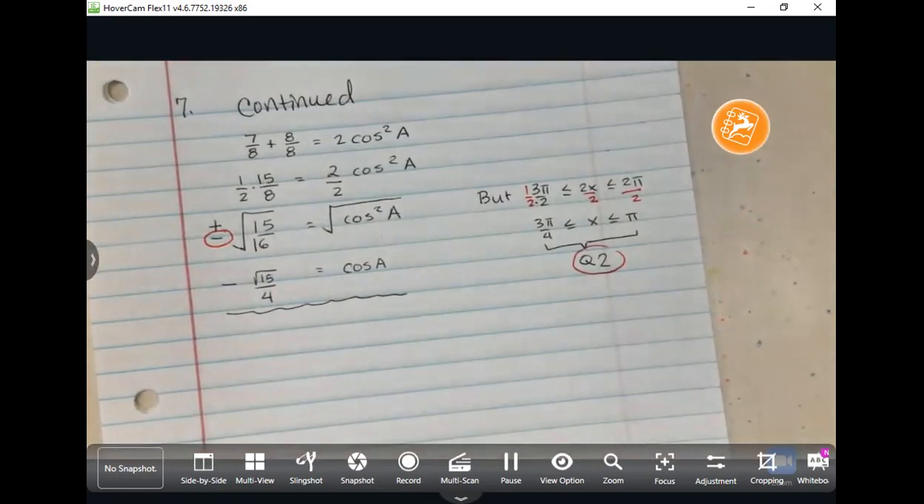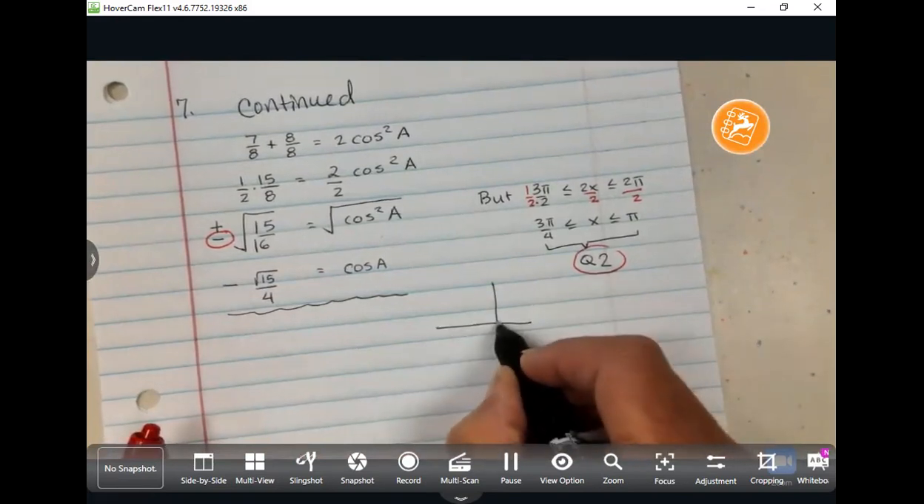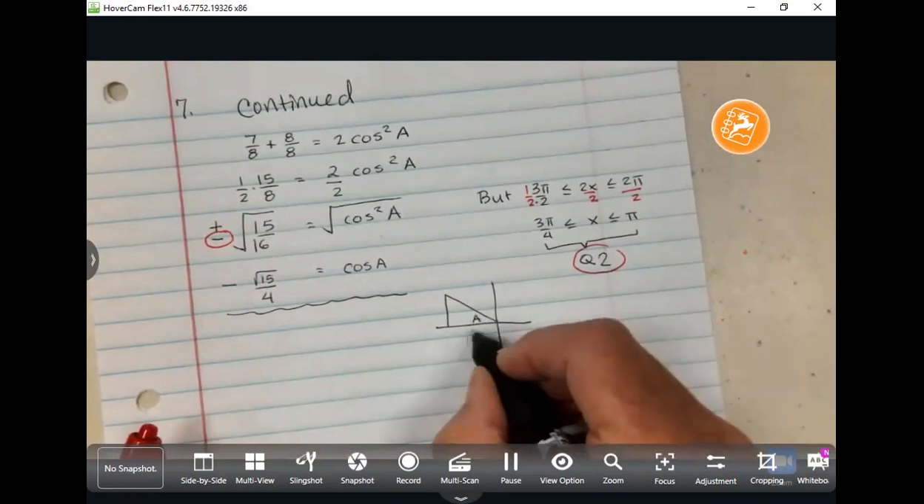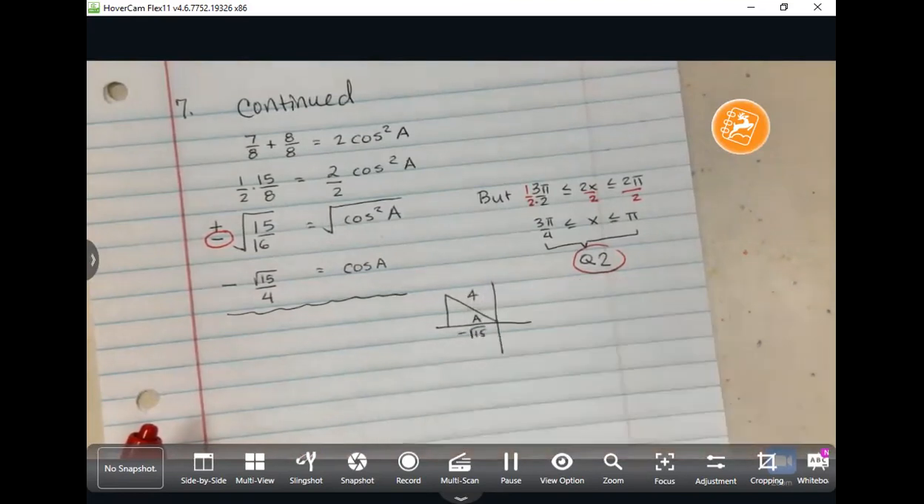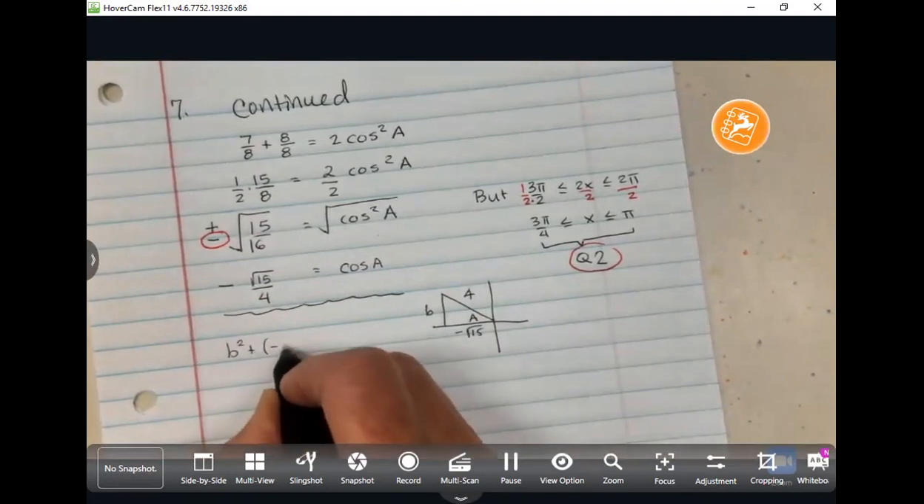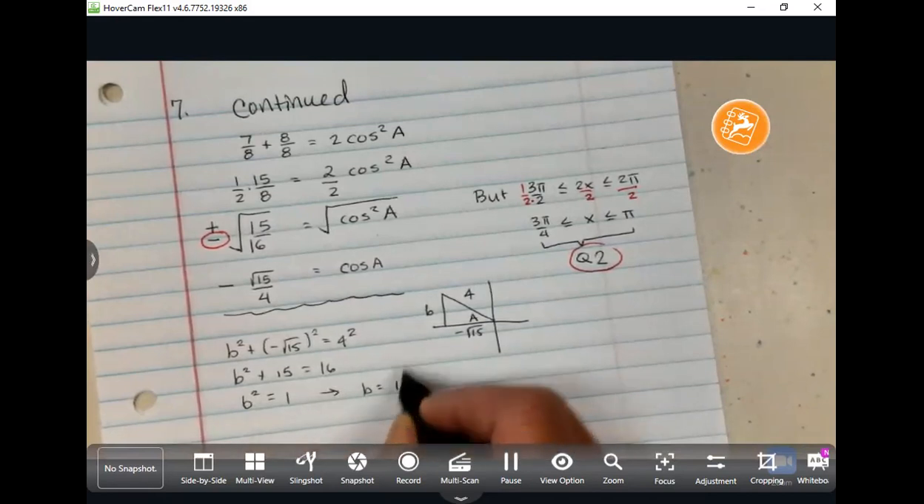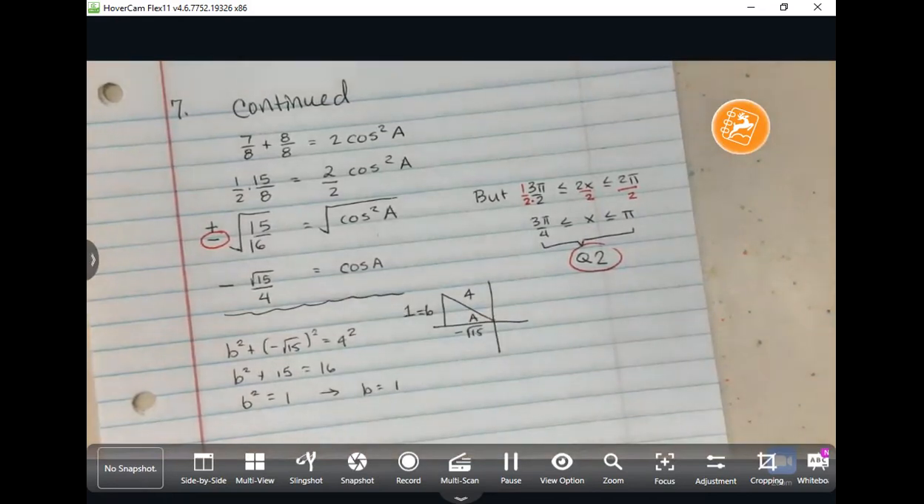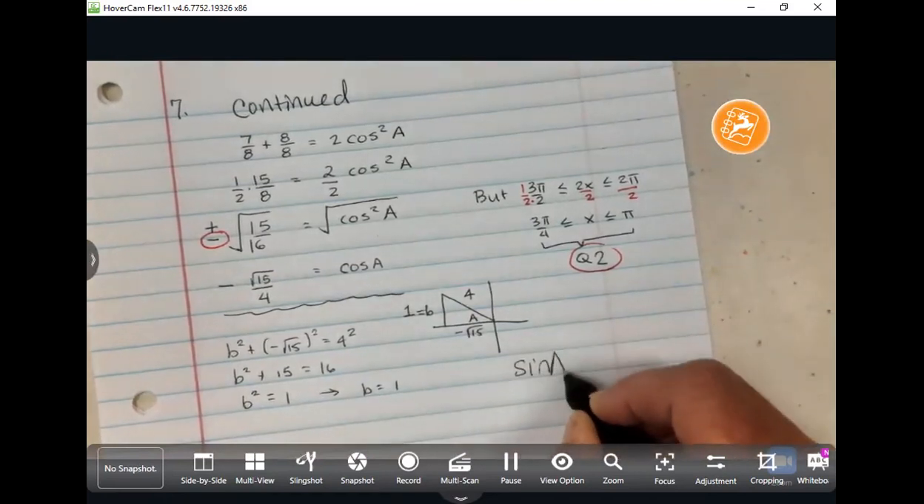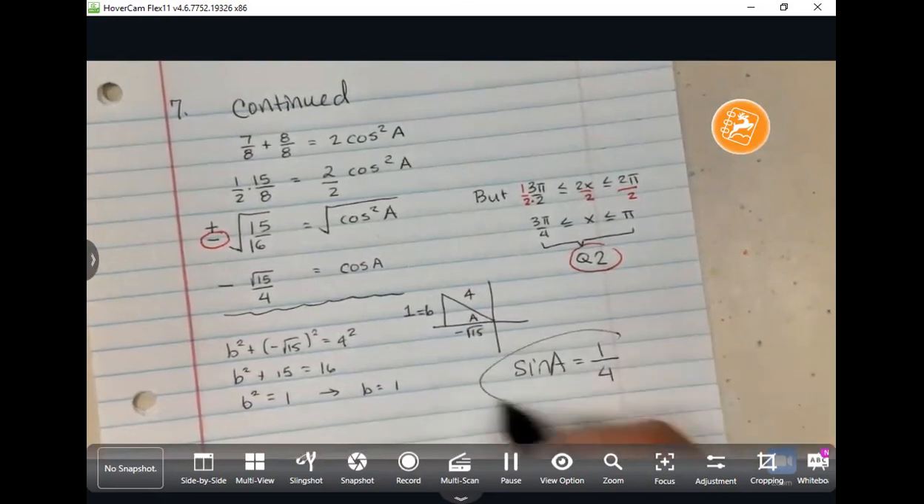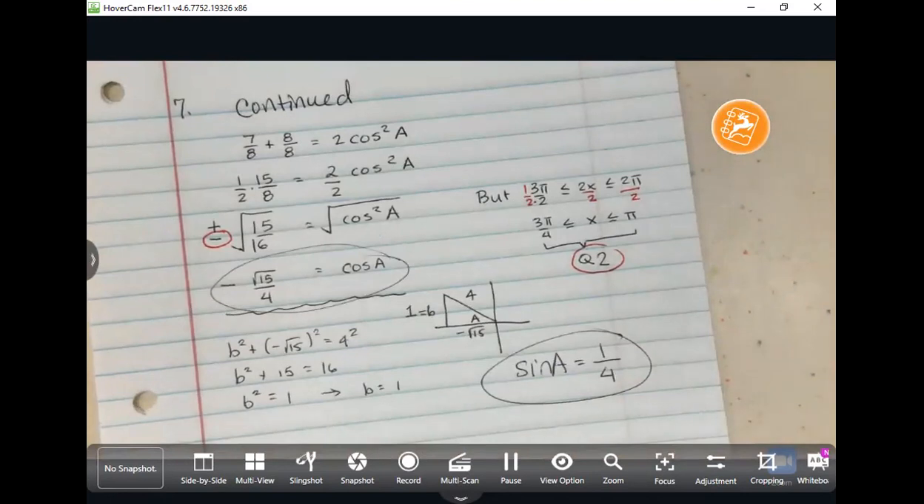Then once you know the cosine of A, you can draw a triangle in quadrant 2 and find the sine of A. So here's my quadrant 2 triangle. Cosine is adjacent over the hypotenuse. And I need to find this number over here to get the sine. So b squared plus negative square root of 15 squared is 4 squared. Looks like b squared is 1. So b has to be 1. And in quadrant 2, b would be a positive 1 because that triangle is going up. Then I know the sine of angle A is opposite over hypotenuse. Okay?